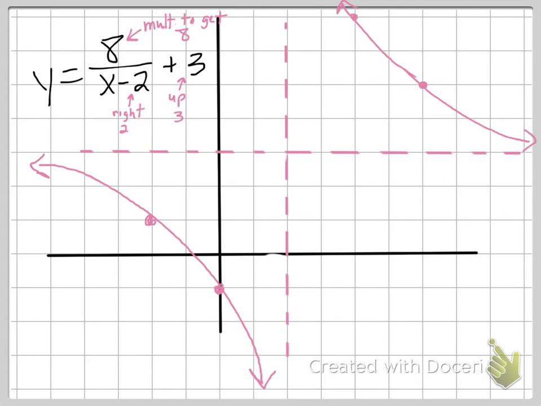Now, one thing that I could also check, especially since one of the points I have is on the y-axis, is that y-intercept. So if I plug in a 0 for x, I get negative 2. So 8 over negative 2 is negative 4. Negative 4 plus 3 is negative 1. And the point that I plotted does have the y-intercept at negative 1. Okay, so that's just an extra little check that I was able to do just because it crossed the y-axis in a nice spot. And that's the graph of this rational function.